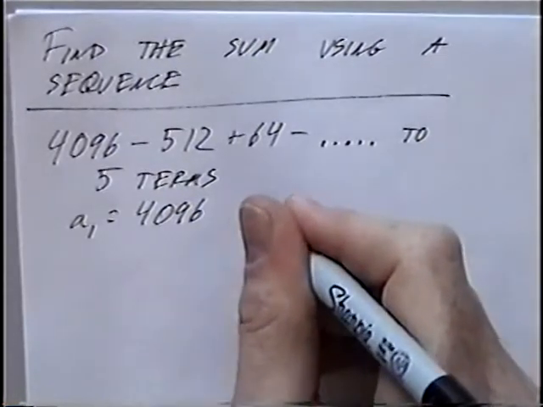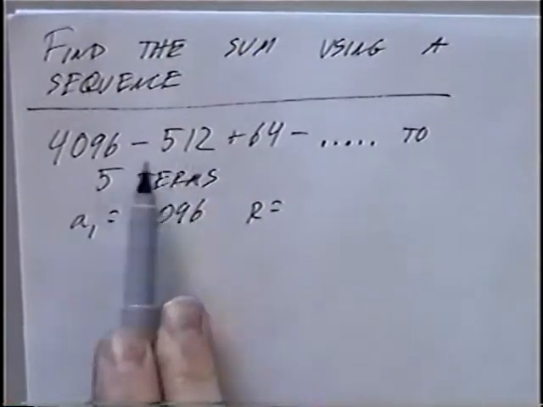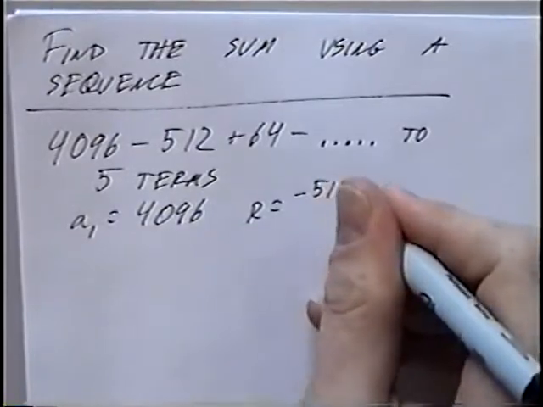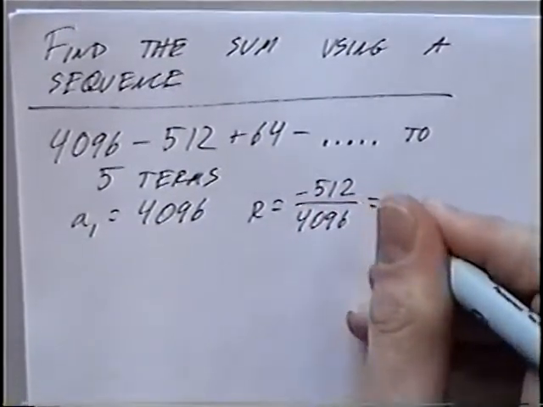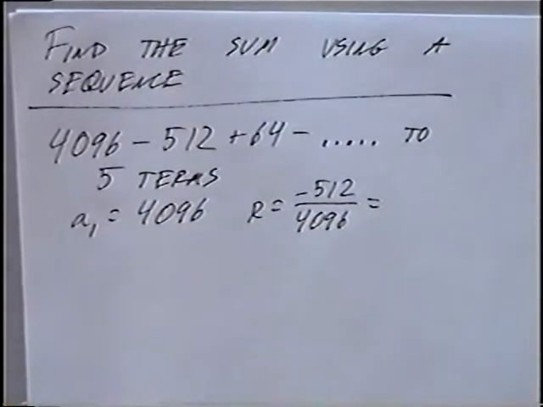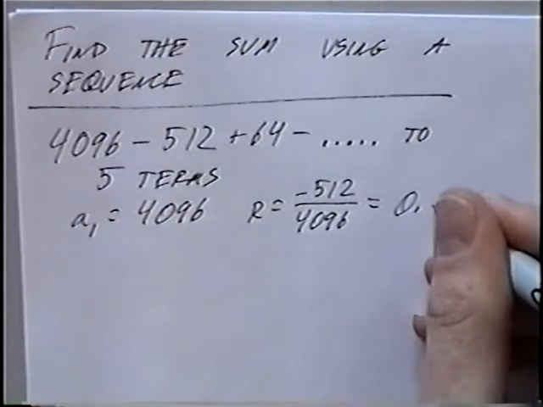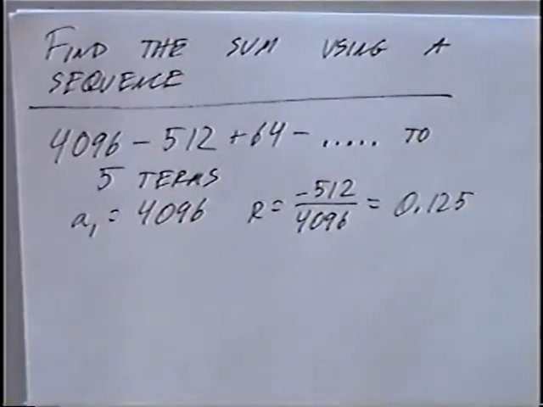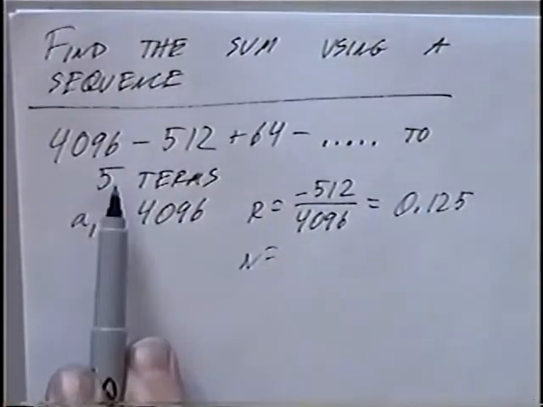To find the rate for a geometric sequence, we'll take the second number divided by the first number, which is negative 512 divided by 4096. If we change that to a decimal, it comes out to negative 0.125. And the number of terms that we want to sum would be 5.